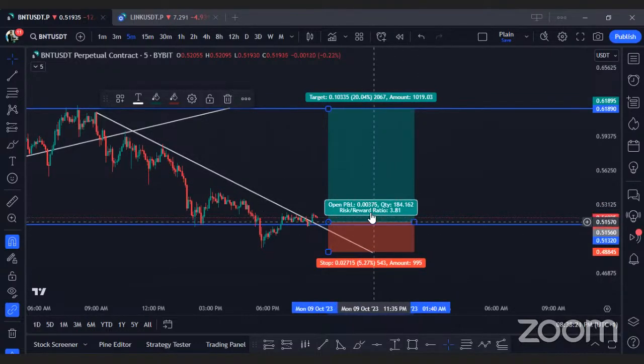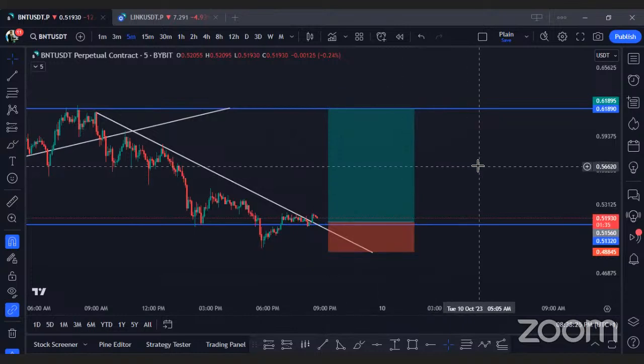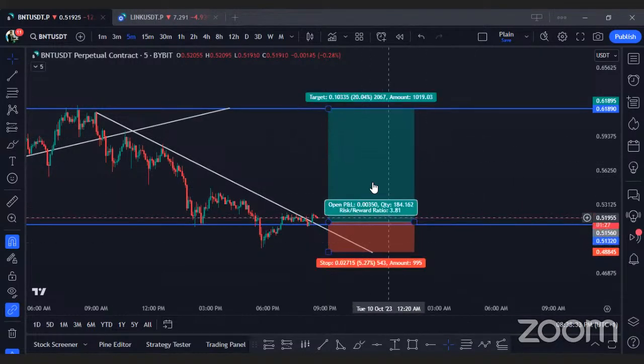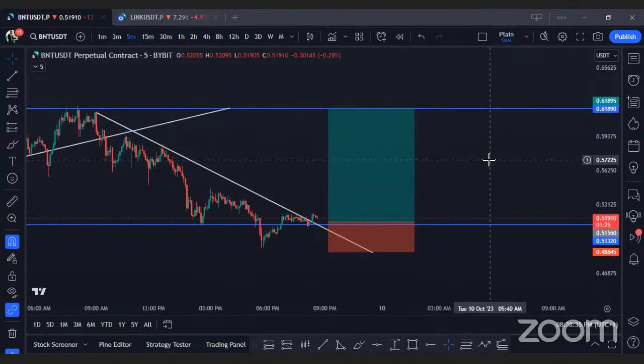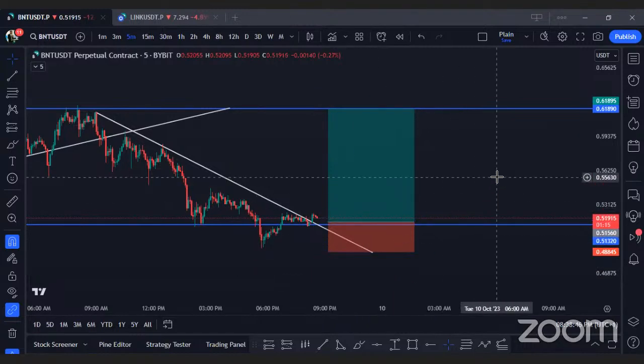This is a risk reward ratio of what? 1 to 3. So I'm making 3.8 times the amount of money that I'm going to be risking in this trade. This is a very good risk reward ratio so that if you have 3 or 4 winning trades like this, or let's say if you have like 2 winning trades and 3 losing trades, you are not losing anything. You will still be in profit. You will still be in profit in cases like this.